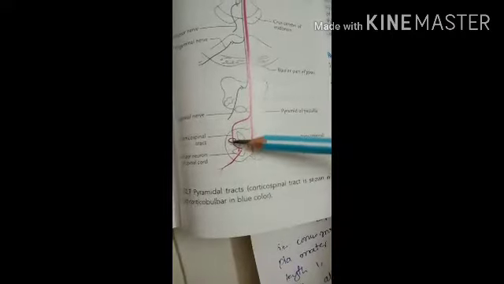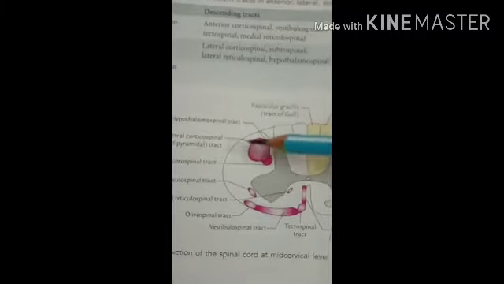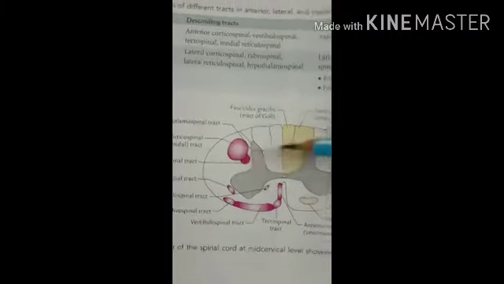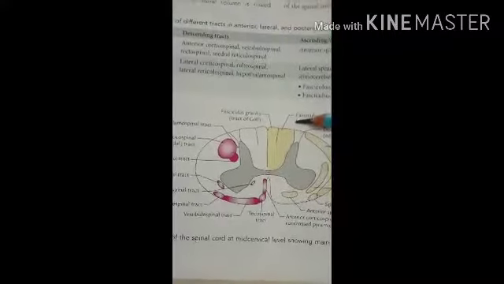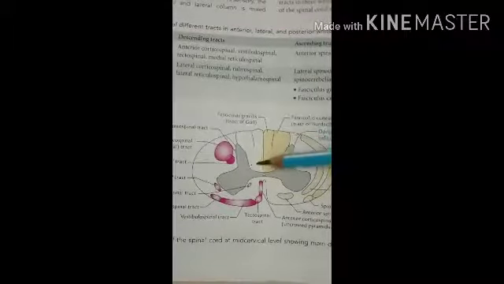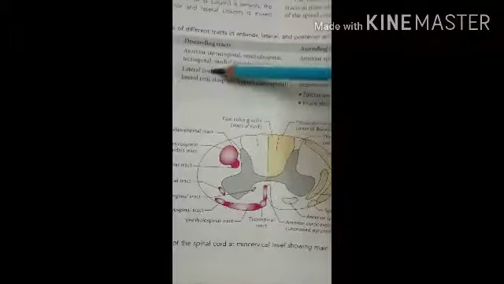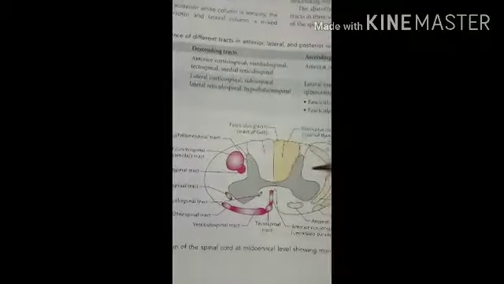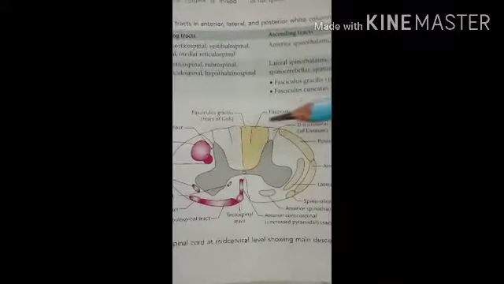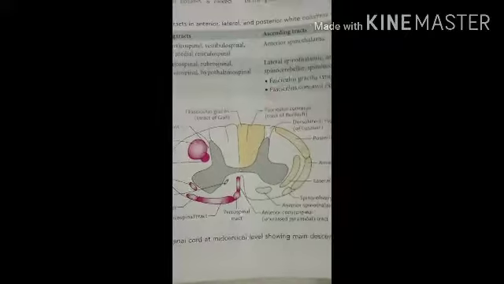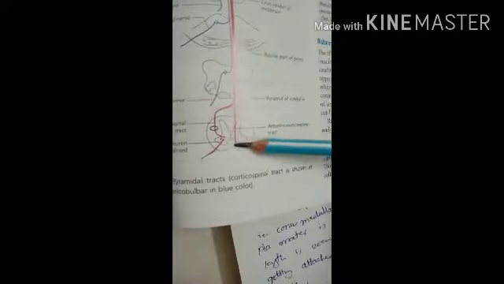So it forms the lateral corticospinal tract. Here you can see the lateral corticospinal tract coming out on the right side of the spinal cord. Actually it comes from the left side, and at the lower end of the medulla oblongata it turns to the right side, and fibers from the right side turn to the left side. So the pyramidal decussation occurs here.